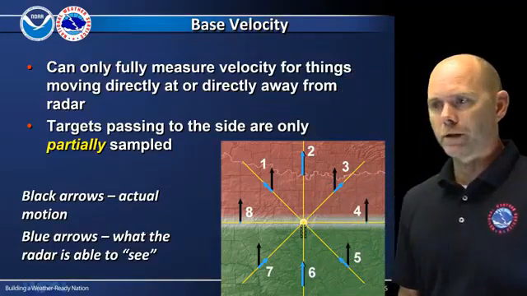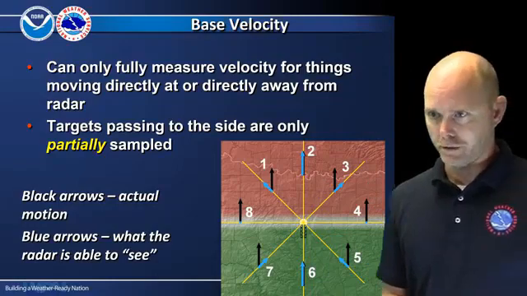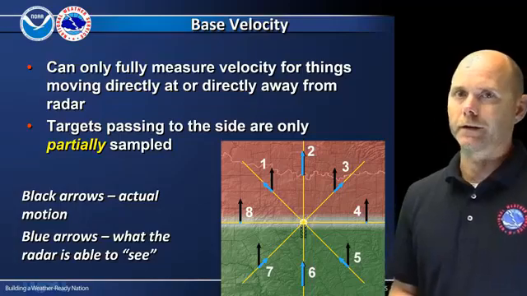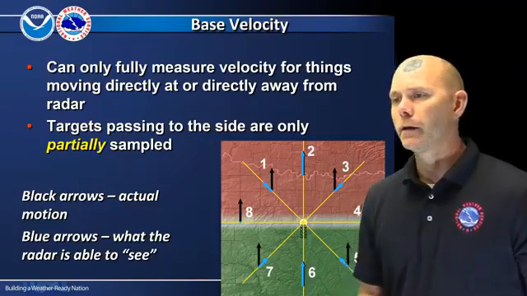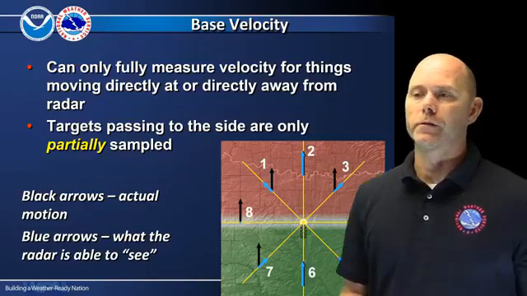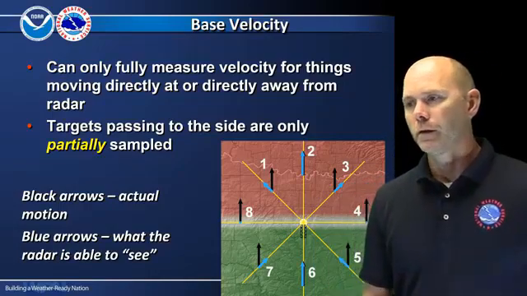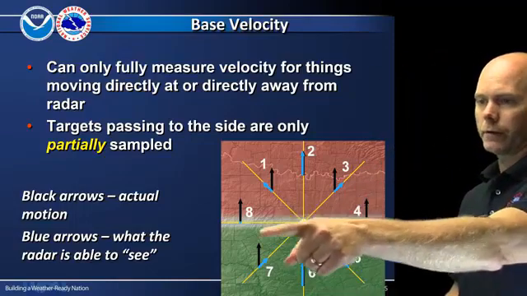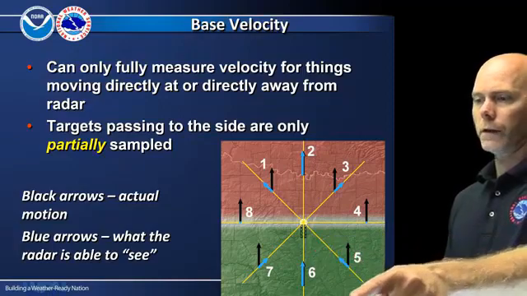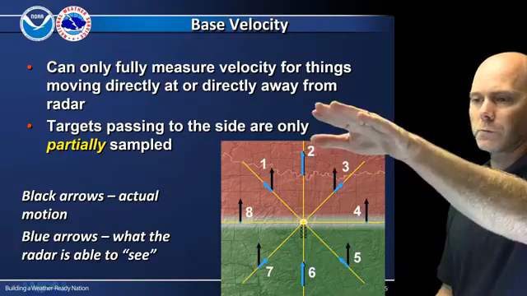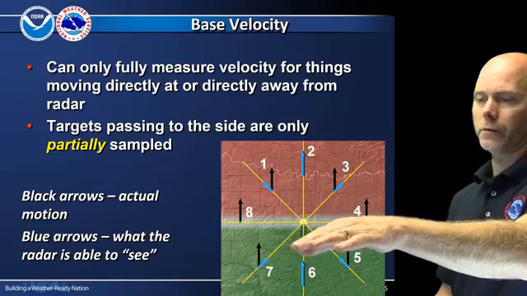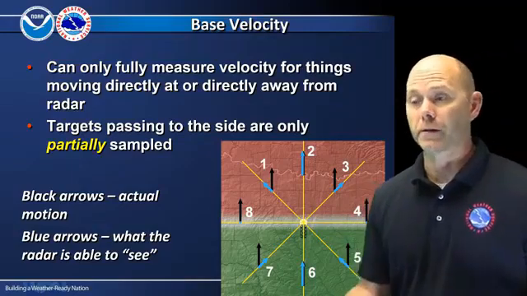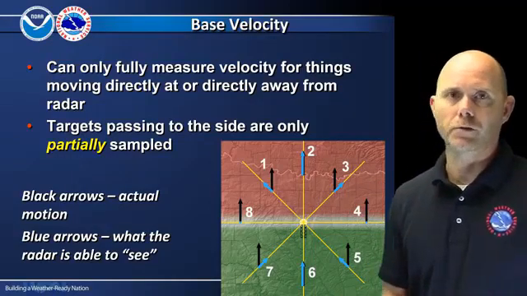One of the things we really have to keep in mind as meteorologists when we look at velocity, and this can be a little tricky, and it involves some trigonometry at times for y'all that have been through trigonometry, is that the radar can only fully measure the velocity for things moving directly at or away from the radar. So in these situations, like number 8 there and number 4, if the wind is coming up from the south, those objects will be moving directly perpendicular to the radar beam, and you would not get a sense of how fast they are moving. The velocity that would show up for those objects would be 0.